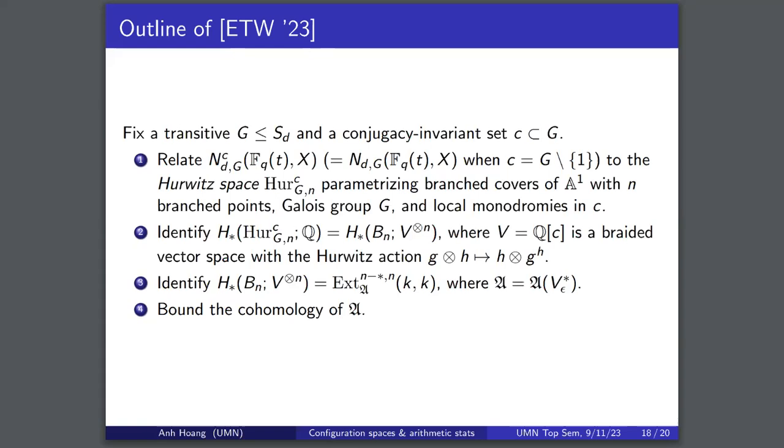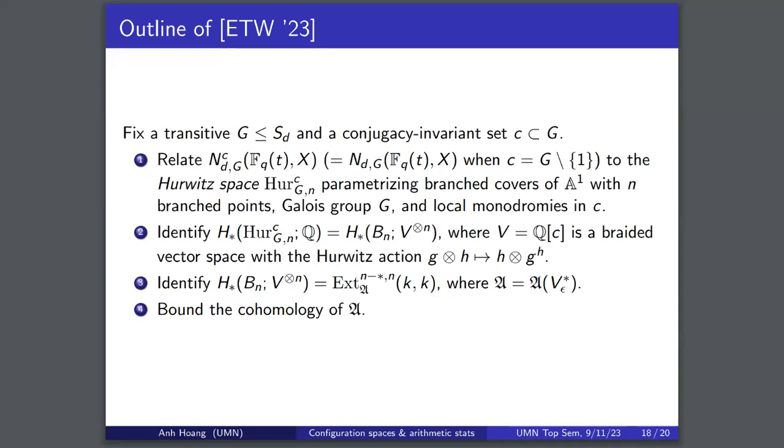and a conjugate-invariant set C of G, then the first thing they do is relate this number that we talk about, but now they also specify something called local monodromies. It's some additional structure, but it does recover their original count when you take C to be almost all of the group G. So they study something a little bit more general than the moments conjecture questions, but it turns out it's a little bit easier to approach from a topological standpoint.